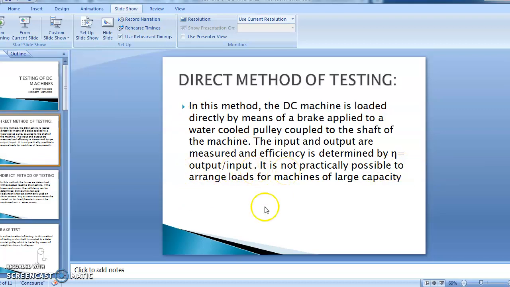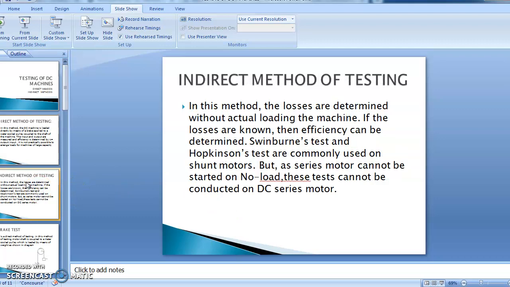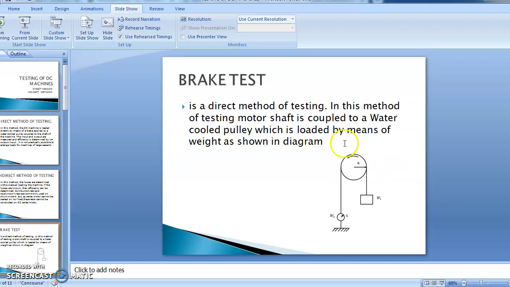But practically it is not possible in the case of large machines. So for large machines we have alternative methods: the Swinburne test, the Hopkinson test, and another test known as the brake test. The Swinburne test specifically cannot be used in the case of a DC series motor. Why it cannot be used for a DC series motor, I will discuss later in this topic. First of all, I am going to start with the brake test.